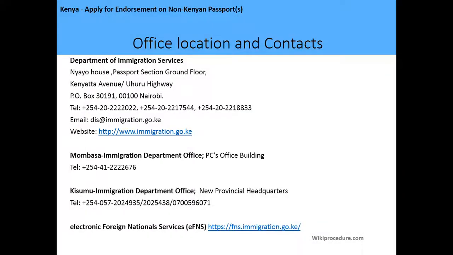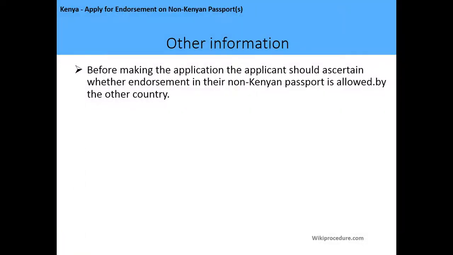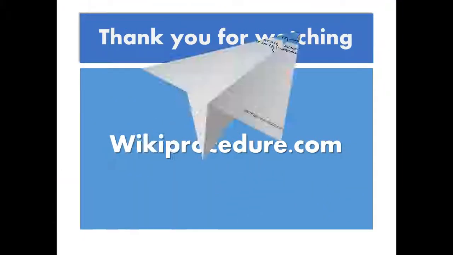Office location of the Department of Immigration Service, they're located at New House, Nairobi, Kenya, or you can visit them through their website of www.immigration.go.ke. You can visit them in Mombasa. They are at the PC's office building. In Kisumu, they are at the new provisional headquarters, and their online platform is fns.immigration.go.ke. Other information is that before making the application, you should ascertain whether the endorsement in your non-Kenyan passport is allowed by your other country of citizenship.